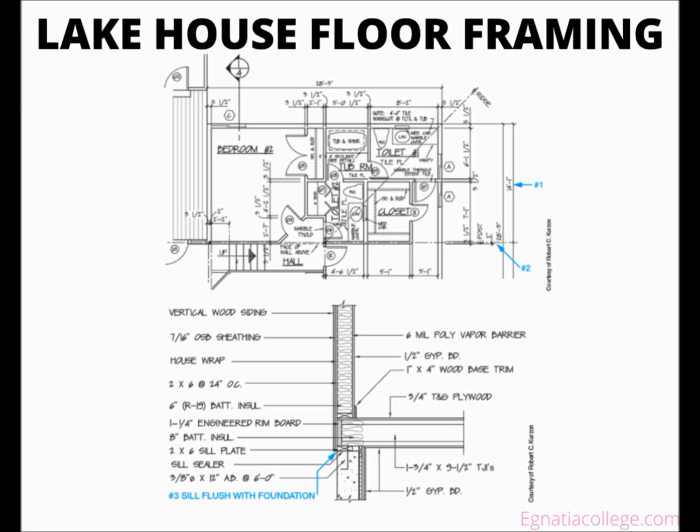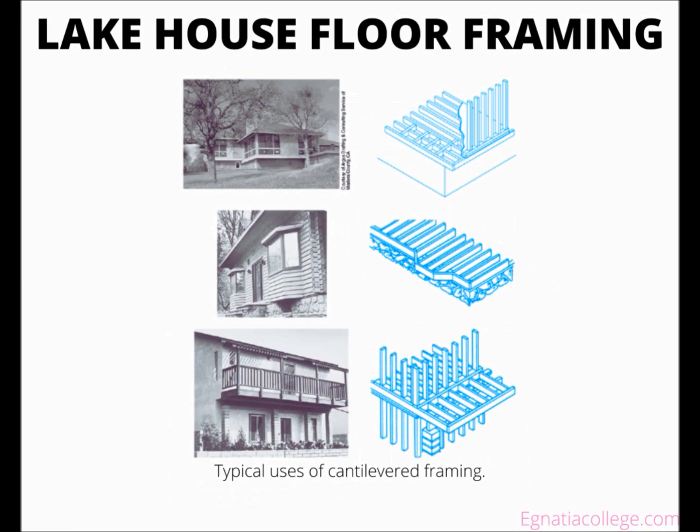Some floor framing is cantilevered to create a seemingly unsupported deck. Cantilevered framing consists of joists that project beyond the bearing surface to create a wide overhang. This technique is used extensively for balconies, under bay windows, and for garrison-style houses.